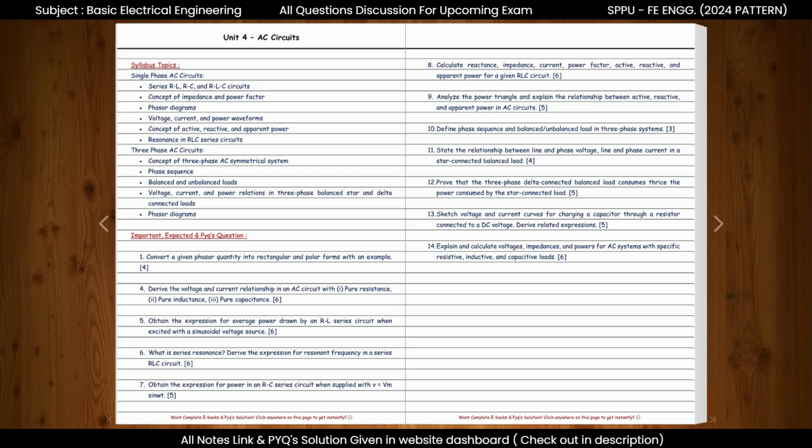What is series resonance? Derive the expression for resonant frequency in a series RLC circuit. Series resonance happens when the inductive reactance and capacitive reactance cancel each other out in an RLC circuit. This means the circuit's impedance is minimum and the current becomes maximum at a particular frequency called the resonant frequency. The formula for resonant frequency is f equals 1 over 2 pi square root of LC, where L is inductance and C is capacitance. This condition is very important in tuning circuits like radios.